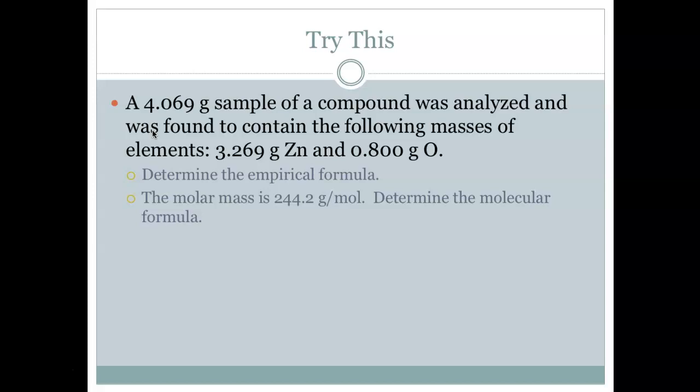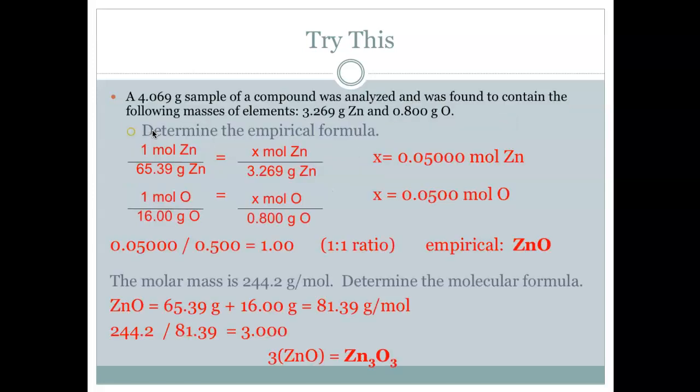Here's an example to try on your own. Pause the video here and determine the empirical formula. Then, given the molar mass, determine the molecular formula. Welcome back. Here's what you should have gotten. We find that our empirical formula is ZnO because it's a 1-to-1 ratio of moles of zinc to oxygen. And since the molar mass of our molecular formula is 3 times that of our empirical formula, our molecular formula is Zn3O3.